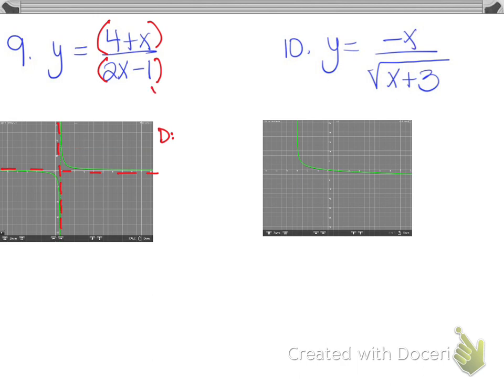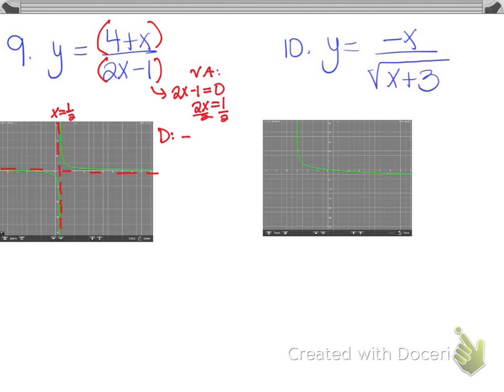So remember, the vertical asymptote comes from what makes the denominator 0. So we just have to set that denominator equal to 0 to figure out where that vertical asymptote is. And again, that is going to be the thing that's eliminated from the domain, right? So we would have to add 1 and divide by 2. So in other words, this asymptote is at x equals 1/2. Okay, so that's the one value that's not in the domain.